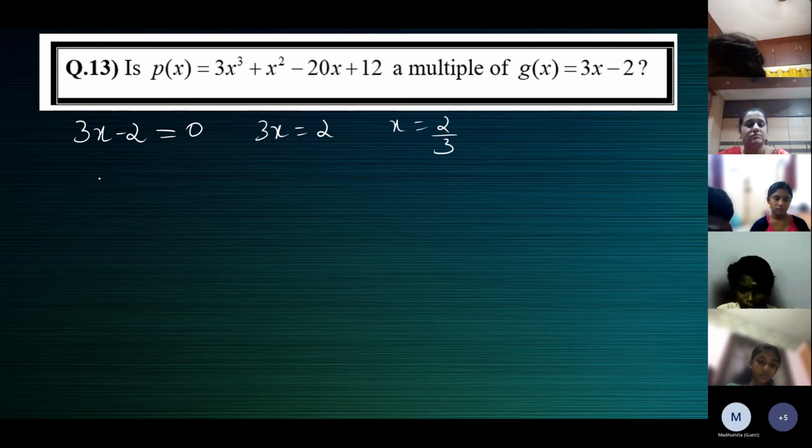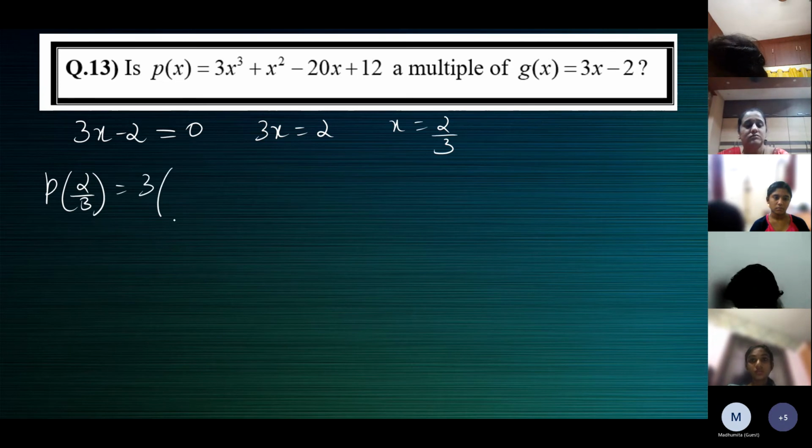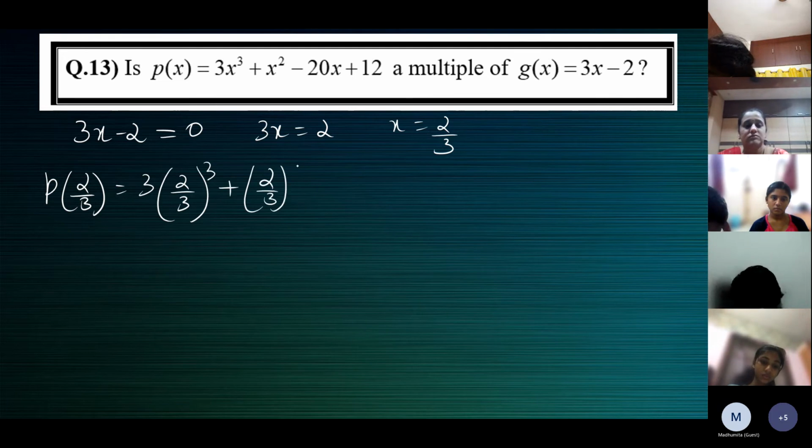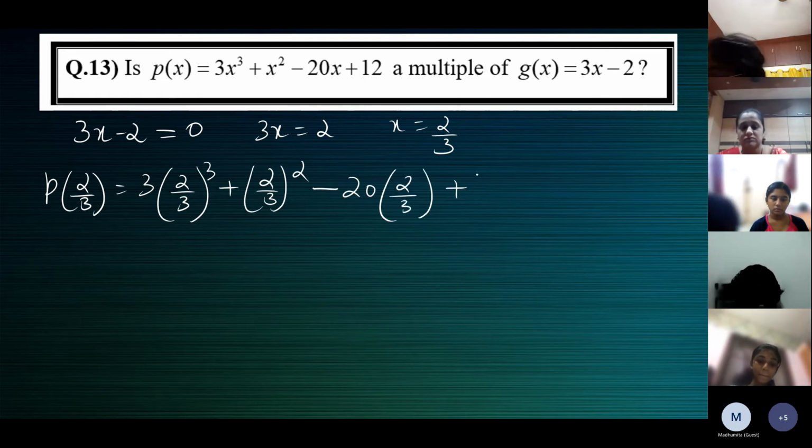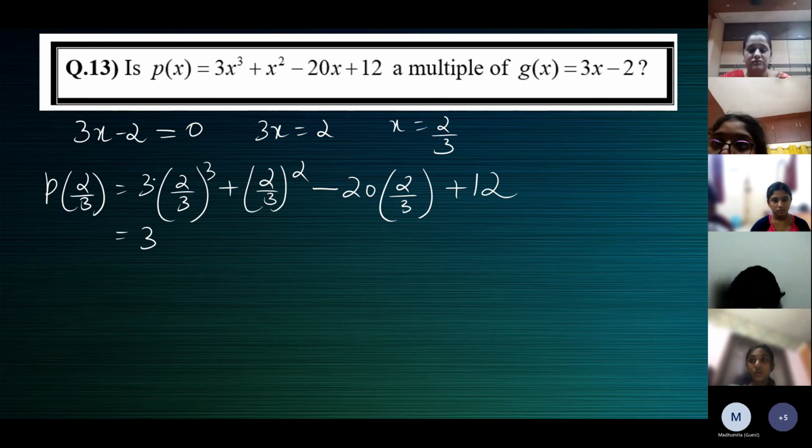Okay. p of 2 by 3 is equal to 3 bracket 2 by 3 cube plus 2 by 3 square plus 20 bracket minus 2 by 3 minus 20, yes ma'am, minus 20, 2 by 3 plus 12, ma'am. Okay. Next, 3 into 8 by 27, cancel this 3 and 3. No, ma'am. Why? It's a bracket.